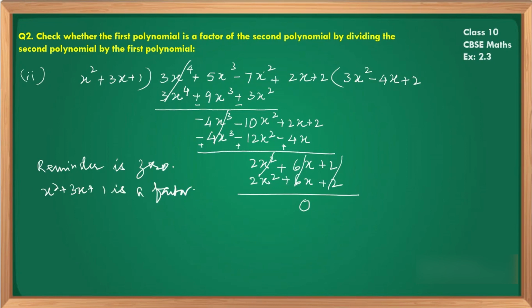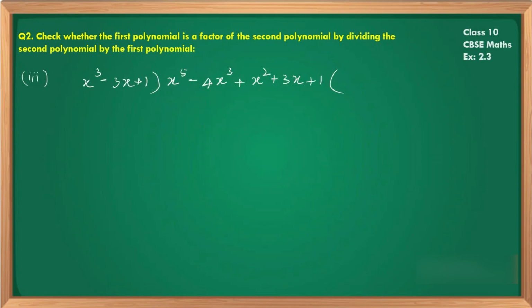Now let us move on to the third sub-question. Here we have three terms, x cube minus 3x plus 1. The second polynomial is the dividend. Now to get x to the power 5, you have to multiply with x square. You get x to the power 5. Now you have to multiply x square with the rest of the terms. X square into minus 3x gives you minus 3x cube. X square into 1 is plus x square.